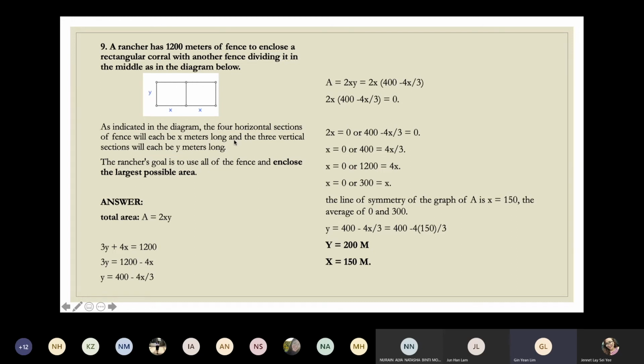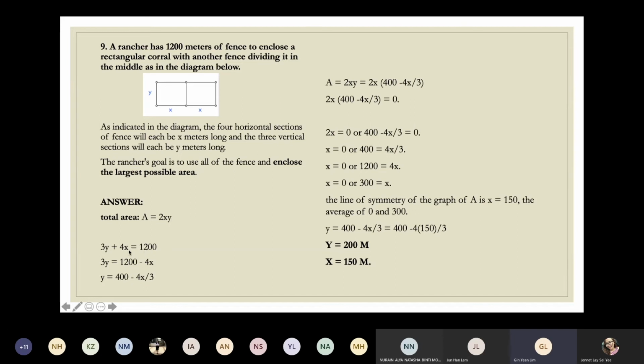You are given a lot of information in this problem. So first, you know the total length of the fence will be 1,200 meters. And you know that the horizontal length will be X meters and the vertical length will be Y meters. And there will be 4 horizontal lengths and 3 vertical lengths. So first you form the area A equal to 2xy. This is the area of the rectangle: 2x times 1y equals the area. So this will be your first equation.